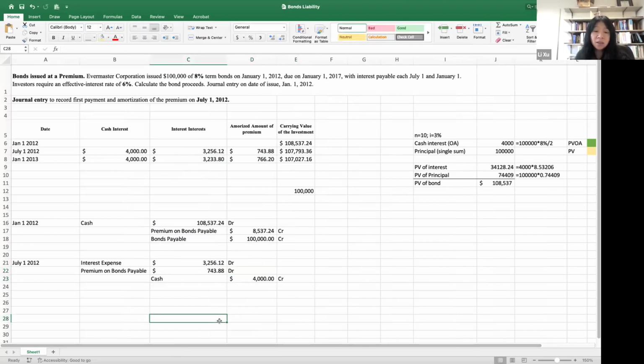Just remember, since we're using the table to calculate present value, there will be slight differences from when you are using Excel or a financial calculator. Using the table is less accurate, but that's the only way the CPA will let you use it when you take your CPA exam.